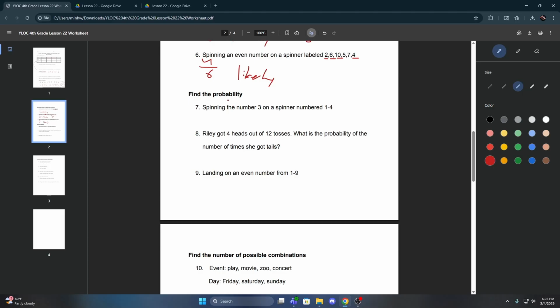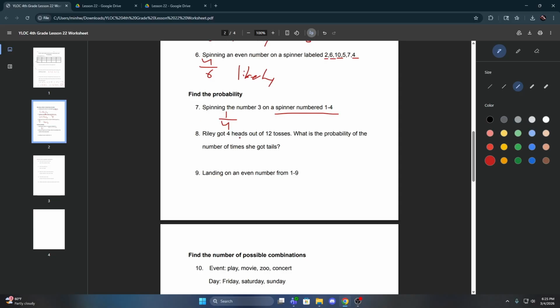Find the probability. Spinning the number 3 on a spinner numbered 1 through 4. So here, there's 4 numbers in total, right? And they want to know if you can spin that number 3, which is just one of the 4 possibilities. So that is your probability, or the statistical chance that it happens.